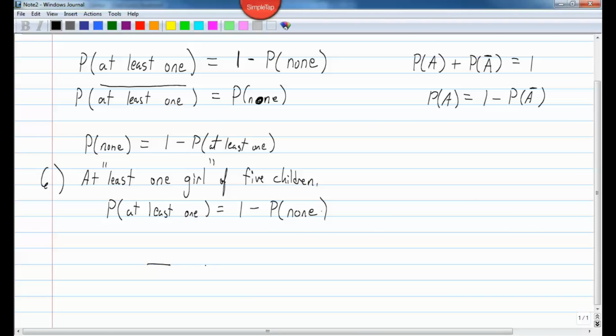We have 5 births. What's the probability that the first birth will be a boy? 1/2. Same second birth, 1/2. Third birth, 1/2. Fourth birth, 1/2. Fifth birth, 1/2. This is the probability of each birth being a boy, which is 1 over 2 times 2 is 4, times 2 is 8, times 2 is 16, times 2 is 32. So that's the probability that there will be no girls out of 5 births.